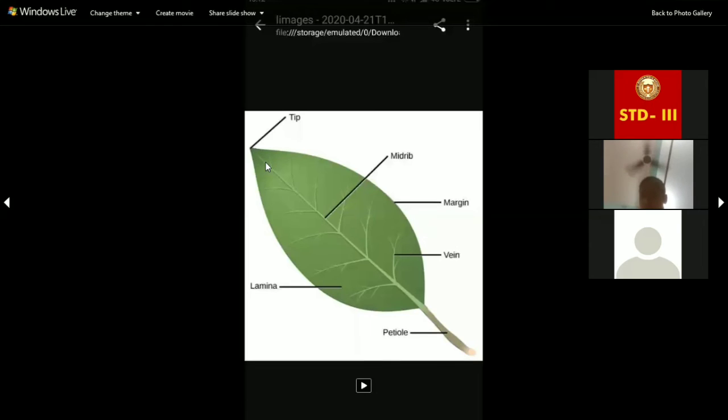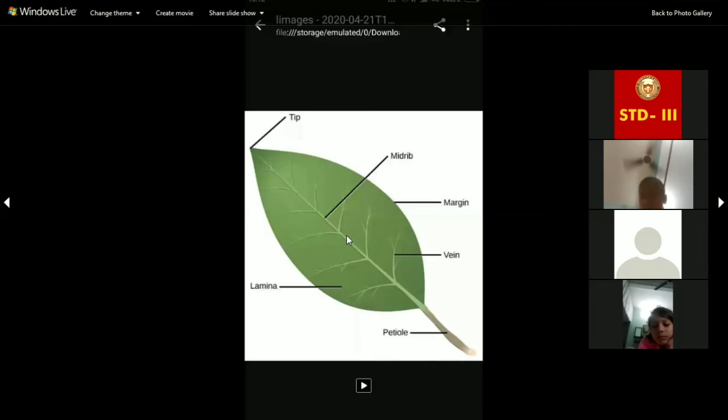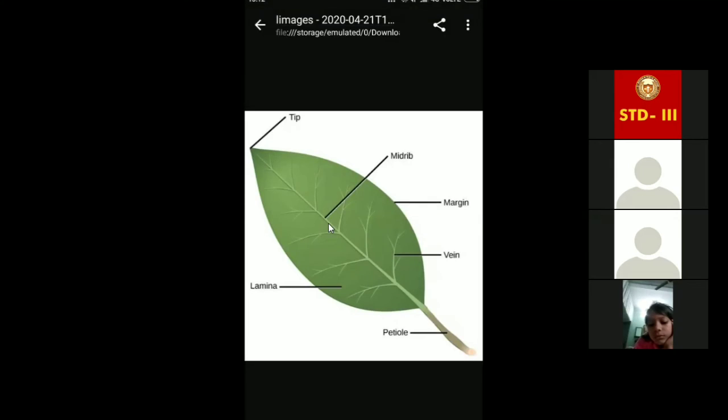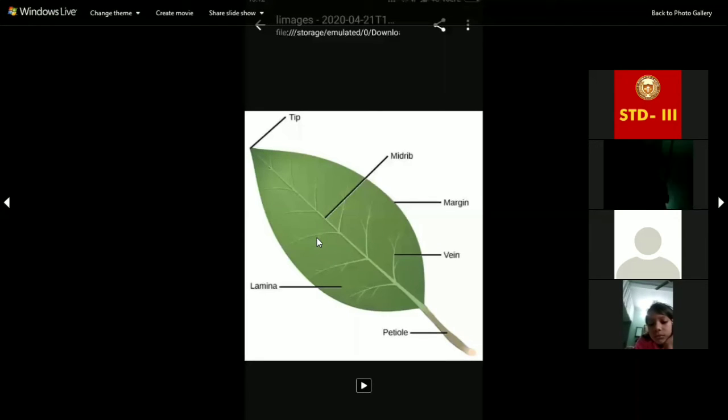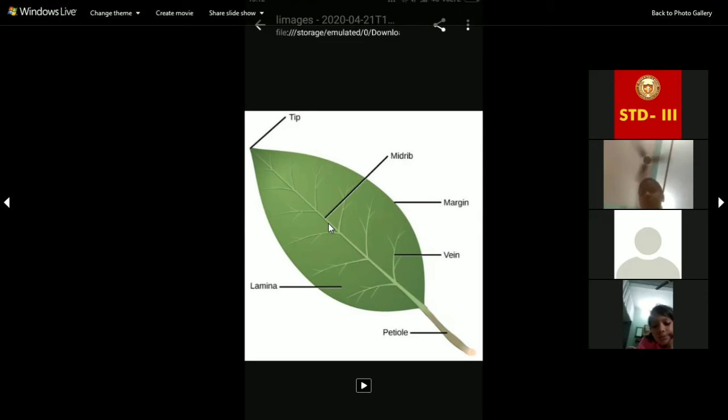There is a prominent vein or a prominent line just at the center of the leaf. You can see a straight line at the center of the leaf. This straight line is called the midrib or the midvein. Okay, and you can see that several small veins are coming out from this midrib. These are called veins, and these veins and midrib make a network of veins.